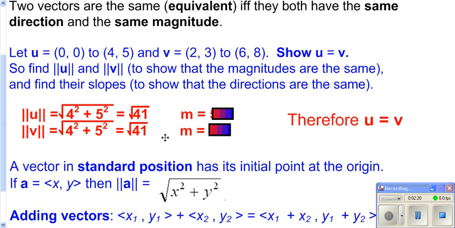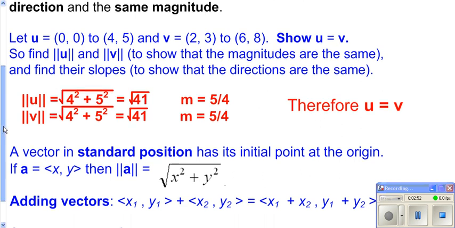We now need to show that they do have the same direction or angle. So for that, we could do the rise over the run, finding their slope, this y minus that y over this x minus that x, and we would get a slope of 5/4. Same idea over here, finding your slope. 8 minus 3 over 6 minus 2. Since both slopes are the same and both magnitudes are the same, we could say the two vectors are equivalent or equal.